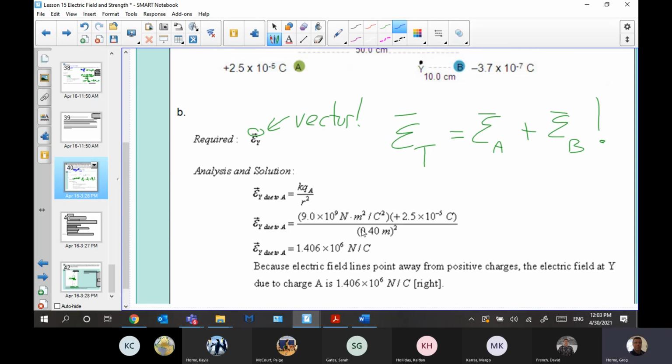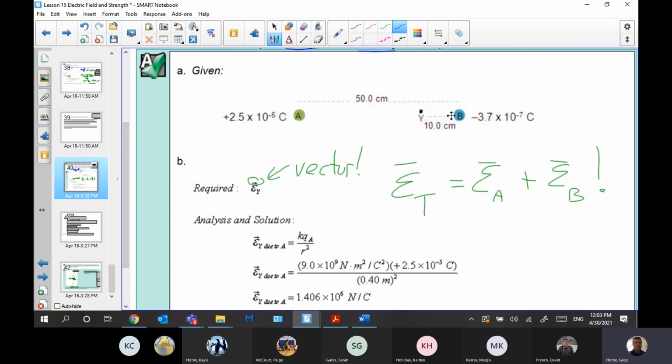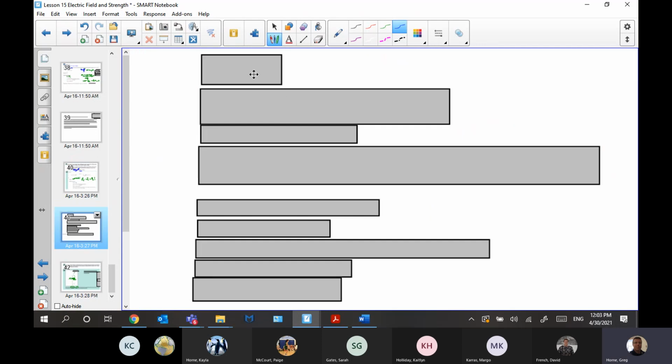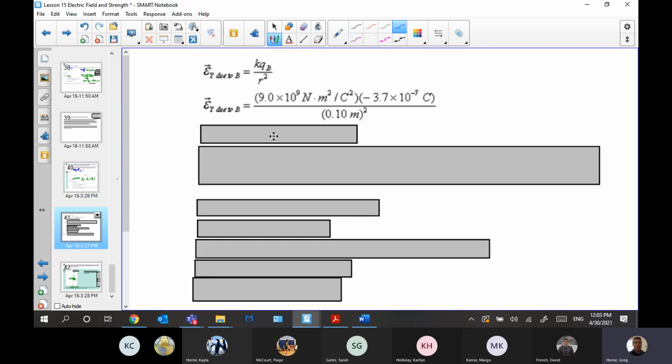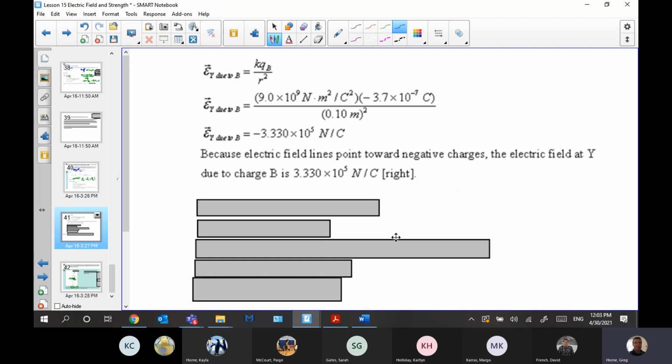Then we also, of course, have to get the field due to this one, which would be an attraction. It would be to the right also, wouldn't it? Because it's going to get attracted to that one, whereas this one was repelled from the green one. So we're going to get the number value, which is just a case of plugging in values. The direction came from knowing that it's going to attract to that negative charge. So it ends up being to the right.